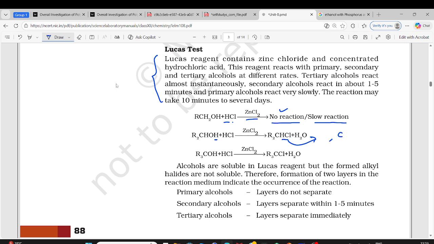Basically, this is R positive and Cl negative. Where does this Cl come from? Cl comes from this HCl, H plus and Cl minus. Okay. They have shown it in the salt form. I explained it to you in the carbocation form, that's the only difference. So they are saying primary alcohols, layers do not separate at all, no reaction. Secondary alcohols, layers separate within 1 to 5 minutes, as I already mentioned. Tertiary alcohols, layers separate immediately. So formation of two layers indicates the occurrence of a reaction.